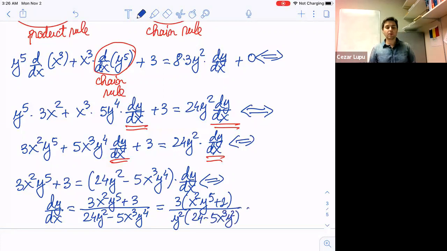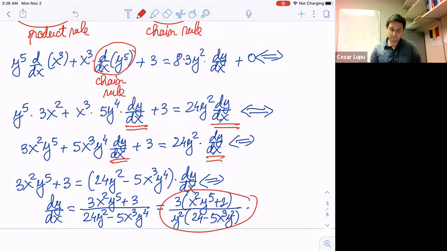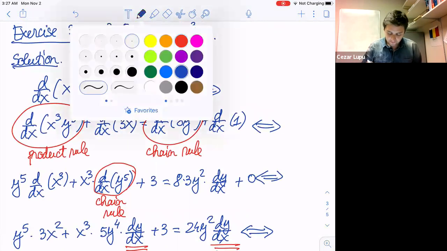All right, so this is what we got. So that's it, right? This is the answer. Okay, so that was an example. Now let me give you a harder one. So exercise 4.